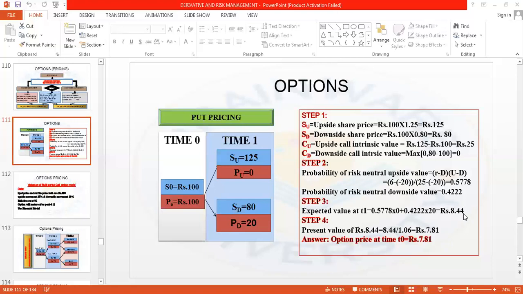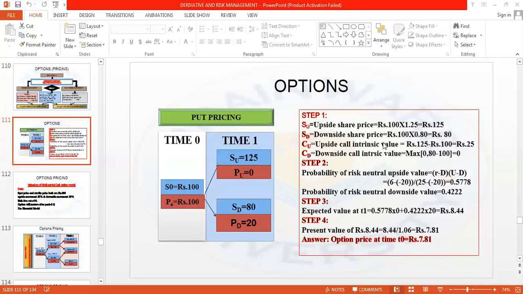But we are interested to know the option value at time 0. So what we will do, we will calculate the present value of 8.44 using the risk-free discounting rate of 6%. That is why our calculation in step 4 is 8.44 divided by 1.06 is equal to 7.81. So the price of the put option with same data at time 0 will be rupees 7.81. So this is the most reasonable value.